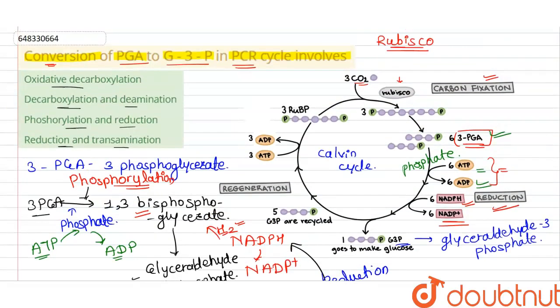So the third option says phosphorylation and reduction. In the third option we have our answer: first phosphorylation takes place, after that reduction takes place, correct? And after both of these processes, we get G3P in that cycle. So our answer is the third option.